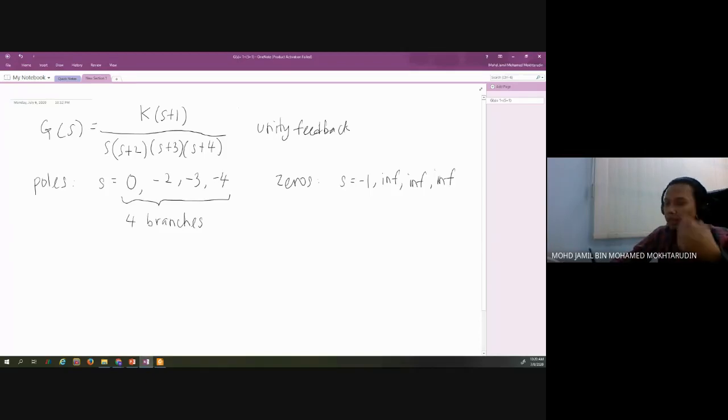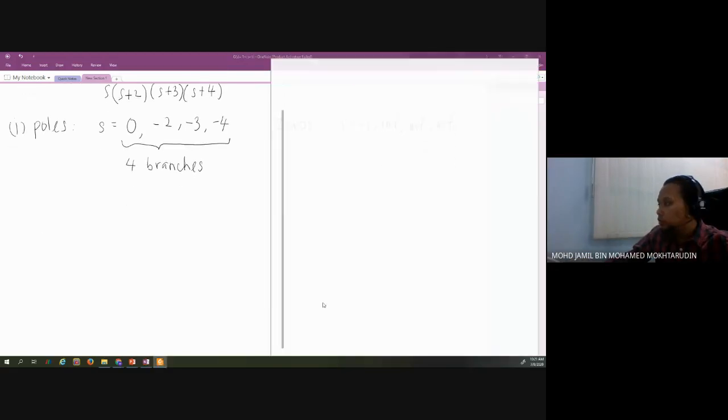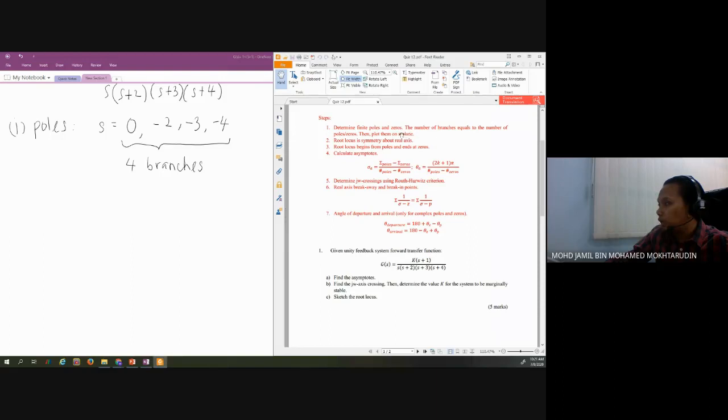Okay, so basically this is rule number 1. You determine poles and zeros and then determine the number of branches. After that I ask you to sketch them on the S-plane. You can skip this later because it's easy if you sketch everything all together.